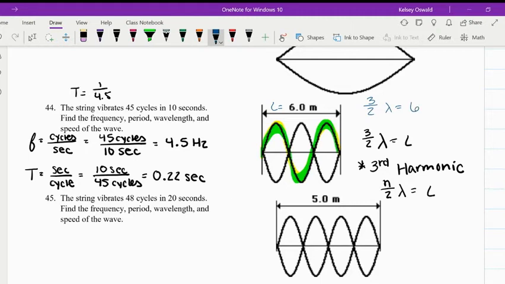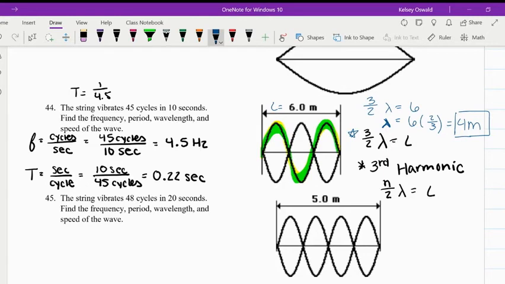Okay, so what we want to do is solve this for wavelength. We're going to multiply each side by 2/3, because multiplying by the reciprocal is the same thing as dividing by a fraction. And we'll find that our wavelength here ends up being 4 meters. So you guys can rearrange this equation to solve for your wavelength if you are given your length.